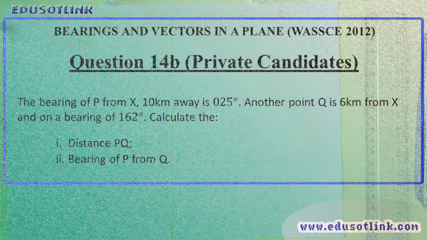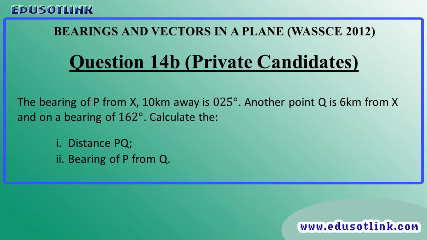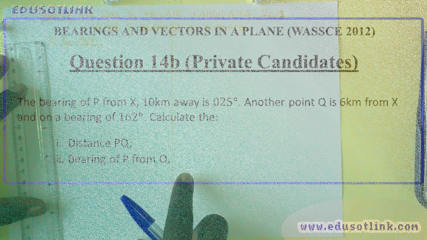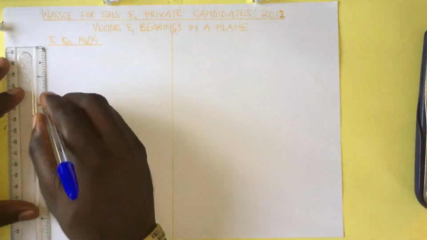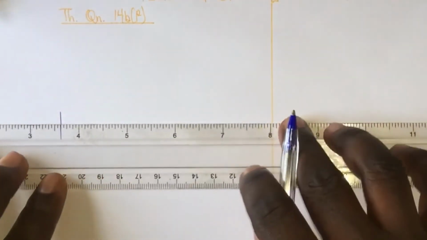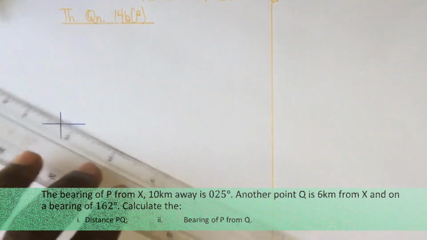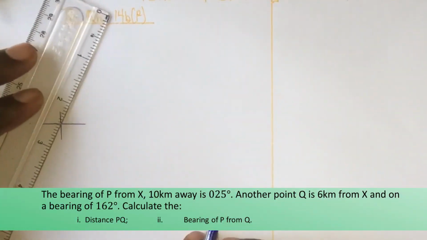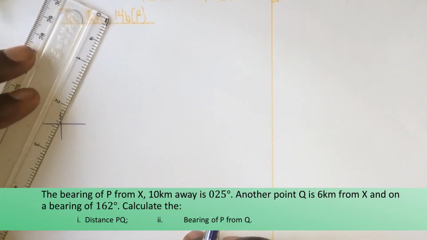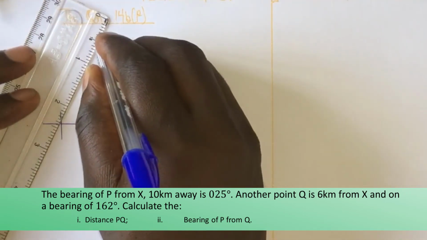Theory question 14b for private candidate. The bearing of P from X, 10 kilometers away, is 25 degrees. So the bearing of P from X. So our X will be here. And it's 25 degrees. 25 degrees will be somewhere here.